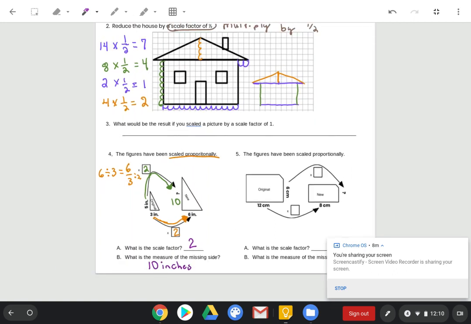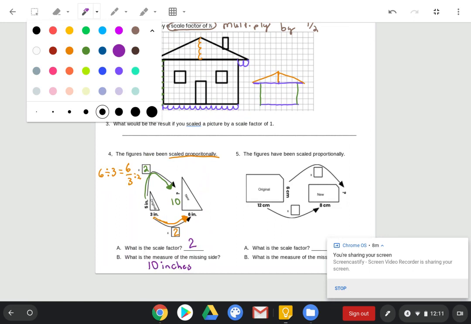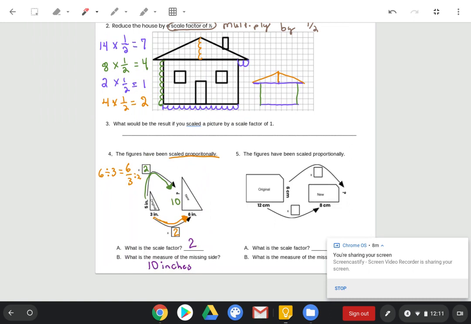Okay, let's look at problem number 5. Problem number 5 says that the figures have been scaled proportionally. And let's examine. Notice we're going on the bottom from 12 centimeters to 8 centimeters. So this time our figure is getting smaller. The question is, what are we multiplying by? Now, if you can't figure that out off the top of your head, you could grab your calculator and do what we've done over here.